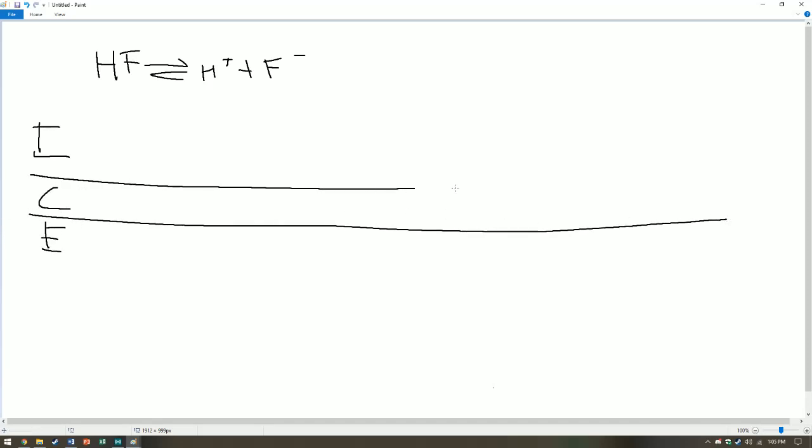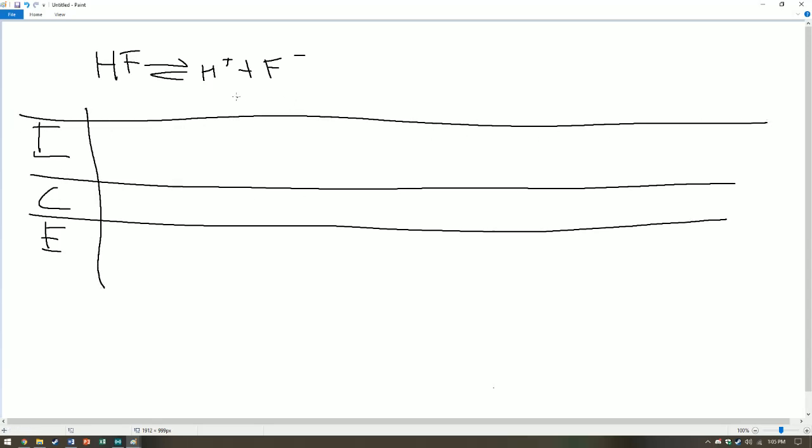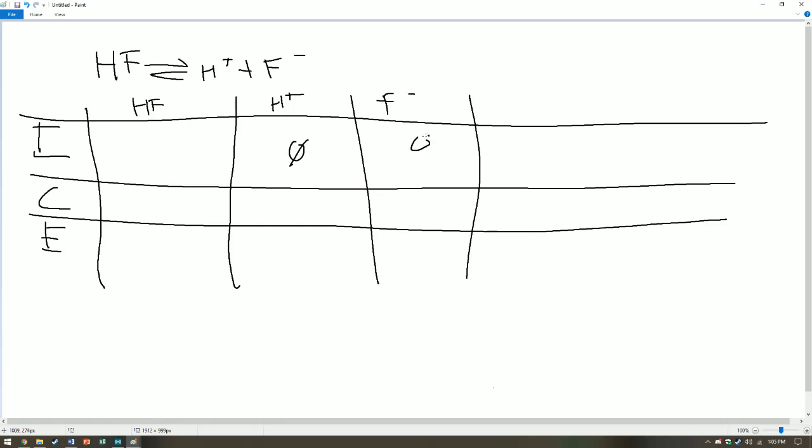So here's our ICE chart that I like to do for equilibrium problems like this. HF, H plus, F minus. We know that initially those are both 0, and we are told that this is 1 molar. This is minus x, this is x, this is x. Let's call the change x. So we know these have to increase by the amount x, and therefore this decreases by the amount x. If this was a 2, we would increase by 2x, and so on.